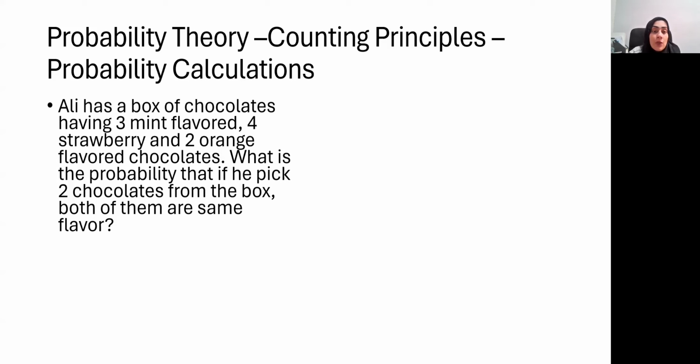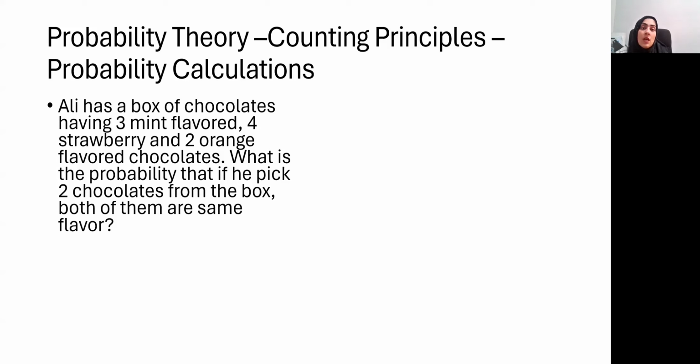But the event that we're interested in is that both of them have the same flavor, which means if it's mint, both of them are mint. If it is strawberry, both of them are strawberry. If it is orange, both of them are orange. So from this discussion, you must already have learned that it's going to be a calculation of 3 different probabilities, and it could be either of those. The event would happen if you choose 2 mint, or 2 orange, or 2 strawberries.